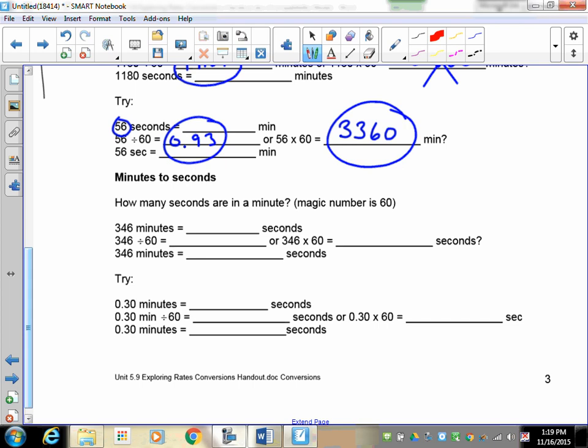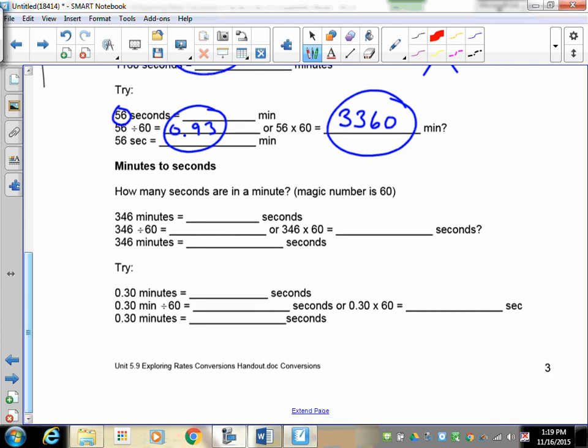Okay, let's go minutes to seconds this time. The magic number is still 60. There's 60 seconds in a minute. Oh, sorry. Minutes to seconds. I'm going back the other way. Okay. So now the magic number is still 60. So we have 346 minutes. We want to convert that to seconds. So if we divide by 60, we end up with 5.77. So you're telling me that 346 minutes is 5.77 seconds.